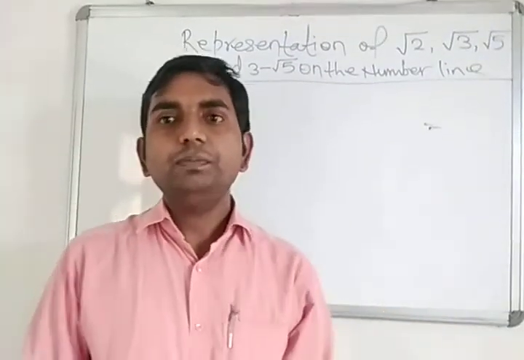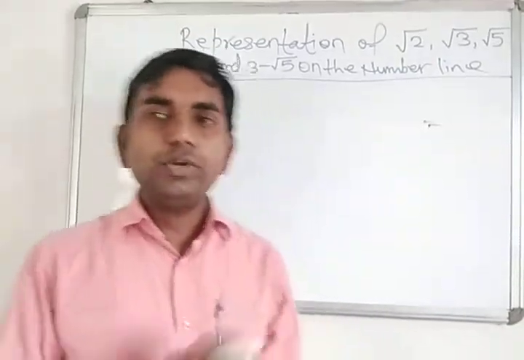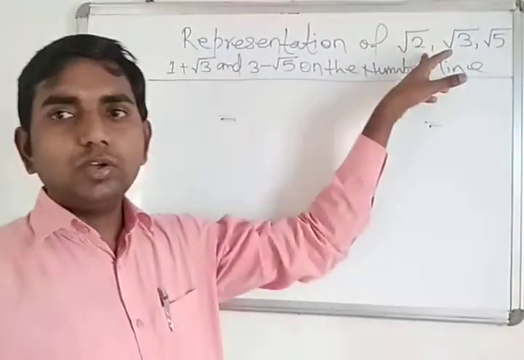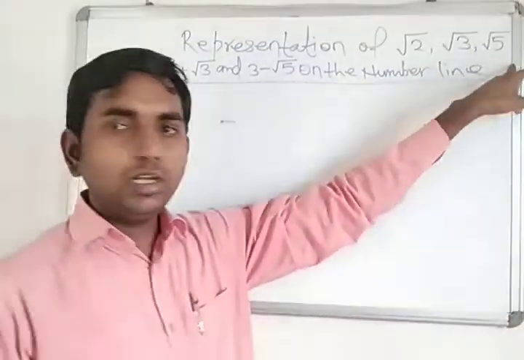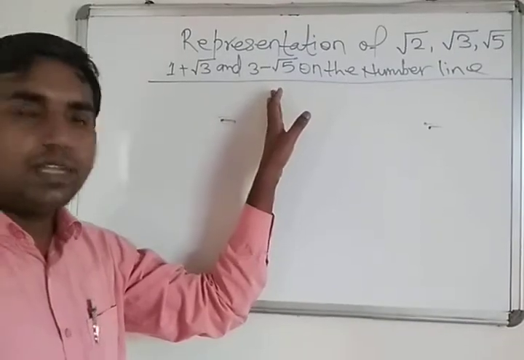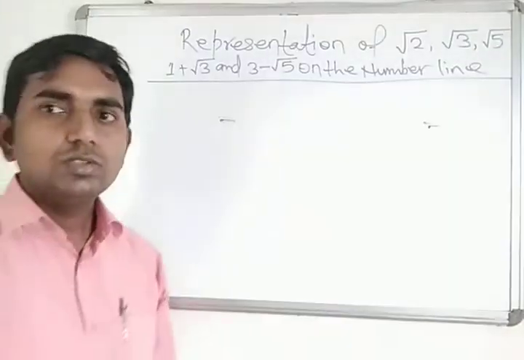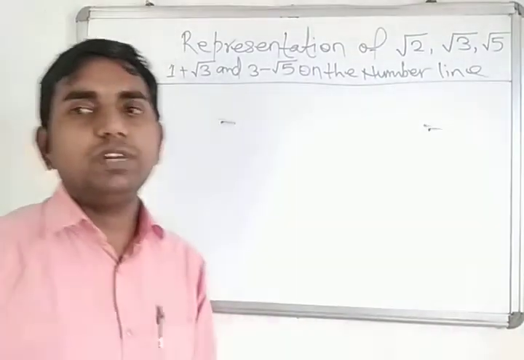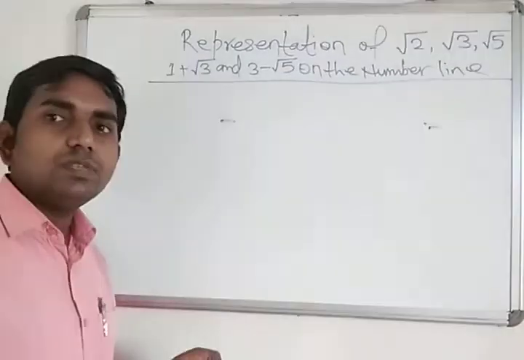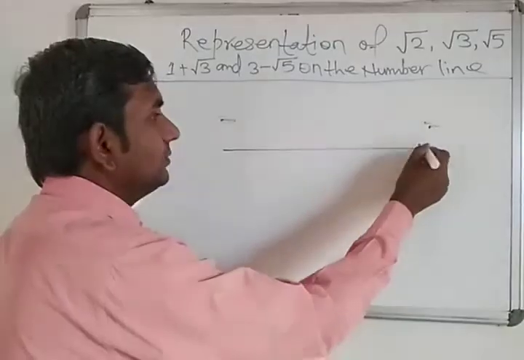Hi dear student, in this video we are going to study the representation of under root 2, under root 3, under root 5, 1 plus under root 3 and 3 minus under root 5 on the number line. Now let us see how we represent all these irrational numbers on a number line. For this we first have to draw a number line.